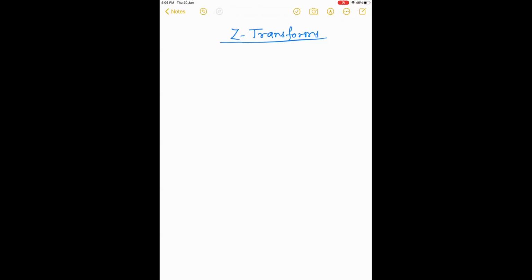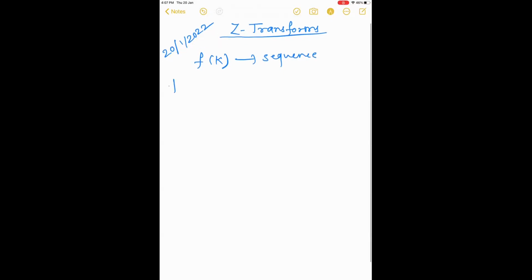Today's date I'll put so that this will be remembered with this. Okay, so in general, we are defining any sequence f of k, a sequence defined for negative and positive values of k. Then the Z transform definition, which you are writing as Z of f of k in curly brackets, is equal to summation, sigma notation.